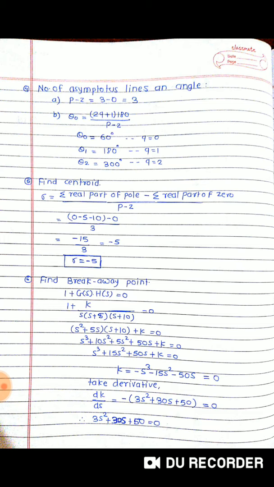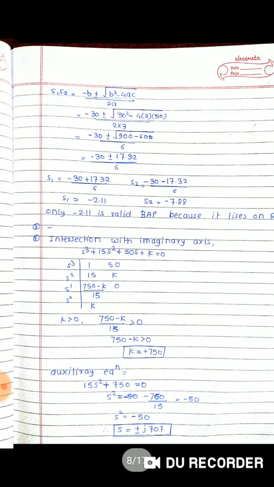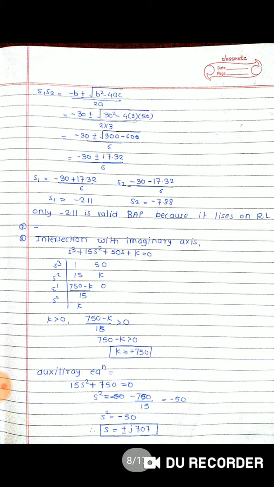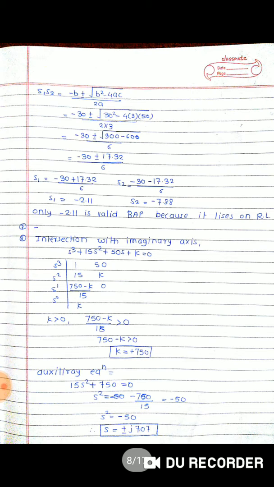Then we'll take the first derivative of k and equate it to 0 for finding the value of s. Therefore dk divided by ds is equal to minus, we have taken the minus sign outside, 3s square plus 30s plus 50 is equal to 0. Then we'll find the roots with the help of minus b plus minus root over b square minus 4ac divided by 2a, where a is 3, b is 30, c is 50. Then we'll put it in this equation, we'll get two roots. S1 is equal to minus 2.11 and S2 is equal to minus 7.88.